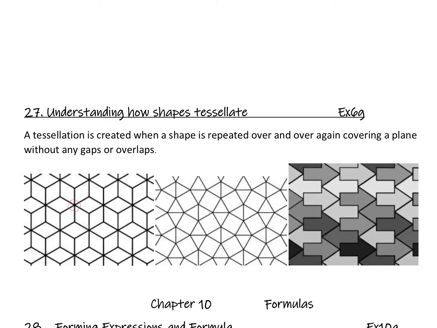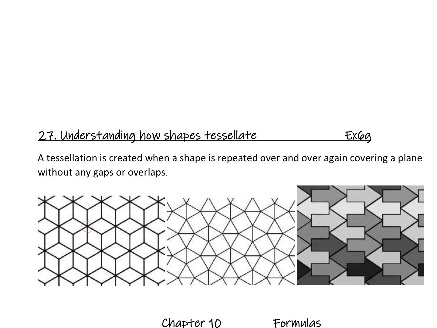They might ask you if certain shapes would tessellate, in which case you just see whether the angles, if you add them up, fit 360 without a remainder.